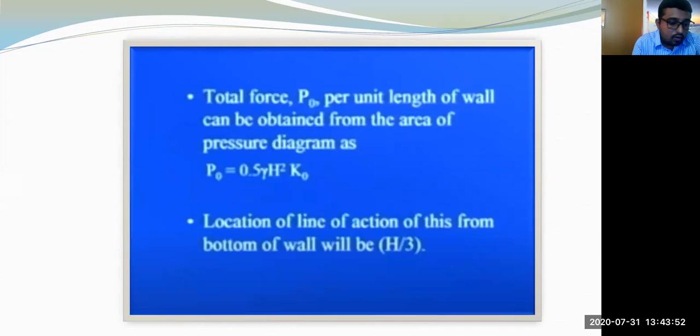Now, how can we estimate the total force? We have already drawn the pressure diagram. As I told you, if you take the area of the pressure diagram, you will be able to get the total force. So we have the total force P naught, per unit length of the wall. It can be obtained from the area of the pressure diagram, with the expression P naught is equal to 0.5 gamma h square into K naught. And as I explained earlier, the line of action from the bottom of the wall will be h by 3, where h is the vertical height of the wall.